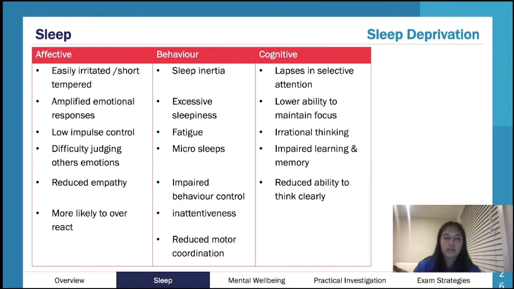But make sure you are able to put them into their categories. Very important. You could even get a multiple choice question talking about so-and-so who had a really bad night's sleep. At school, they keep dozing off in class or looking out the window. What is this an example of? It would be cognitive, that idea of not being able to maintain focus or attention.